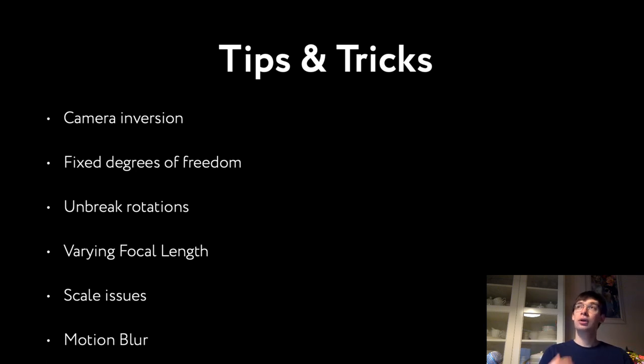It gives you the ability to track the camera around the object via camera tracker and then invert its camera's parameters and make a TransformGeo, which basically has the same tracking data, but it's a TransformGeo, it's not a camera floating around. Fixed degrees of freedom. By the way, it's really a cool thing.